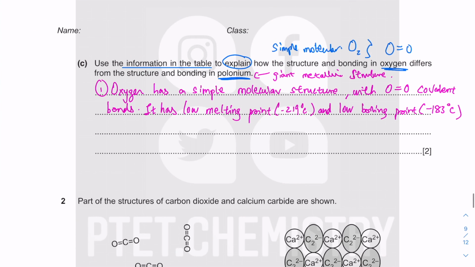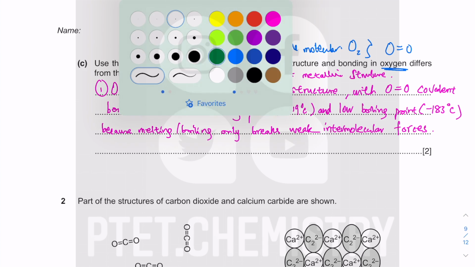So they are not asking us to explain why it has low melting and boiling point. They're asking us how the structure is different. And the structure is different based on the difference in properties, which is a result of the structure itself. I've just mentioned the bonding, but the low melting and low boiling point because of the structure. Because melting or boiling only breaks weak intermolecular forces. You don't break the covalent bond because the structure is simple molecular structure. You break the intermolecular forces between the molecules.